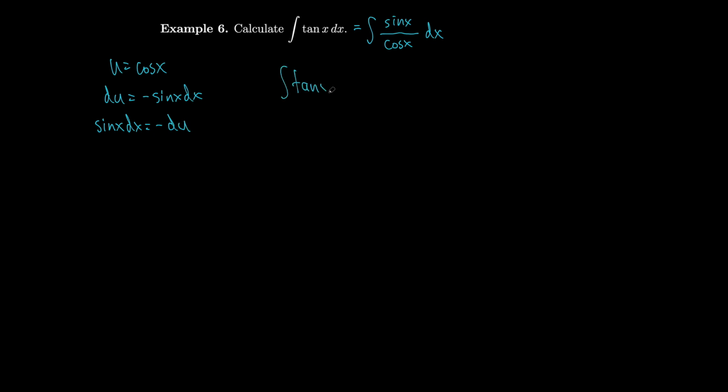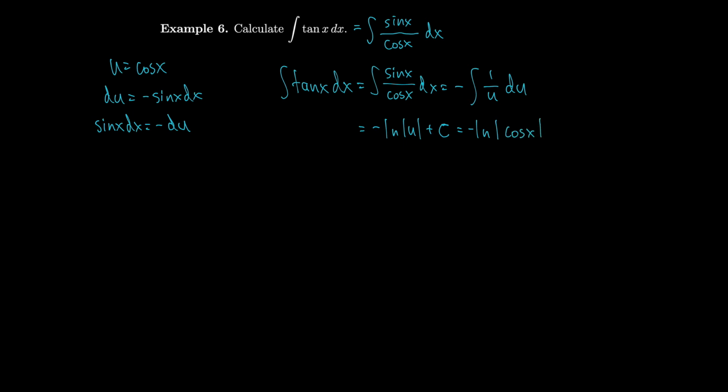So the integral of tangent is the integral of sine over cosine, which is minus the integral of 1 over u du. But we know that the most general antiderivative of 1 over x is ln absolute value x. So this is minus ln absolute value of u plus c, which is minus ln absolute value of cosine x when we substitute back in.